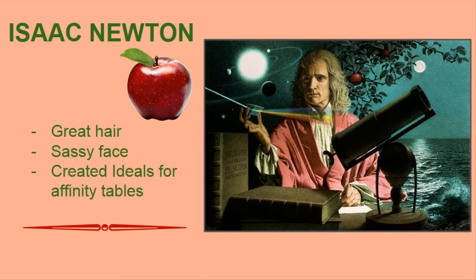Let's begin in 1718, shall we? This guy right here is Sir Isaac Newton. He was that gravity guy who got hit with an apple. He has great hair and a very sassy face. He is the one that started all of the affinity tables and pioneered their idea. These were seen as prototypes to chemical reactions.